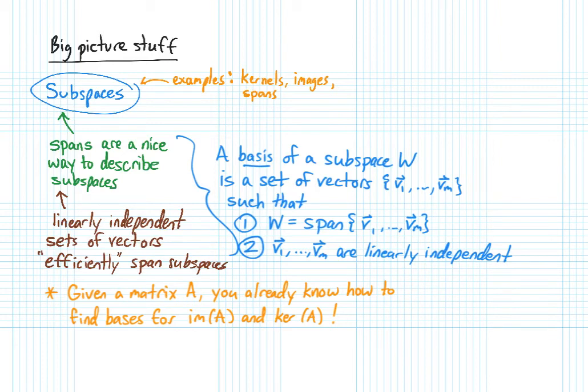And in a similar way, to describe the kernel of a matrix, we would do Gauss-Jordan elimination, solving the homogeneous equation, and use the free variables to write the solution as a span of vectors. Those vectors form a basis for the kernel of A. We were doing this already, now we just have a name for it.